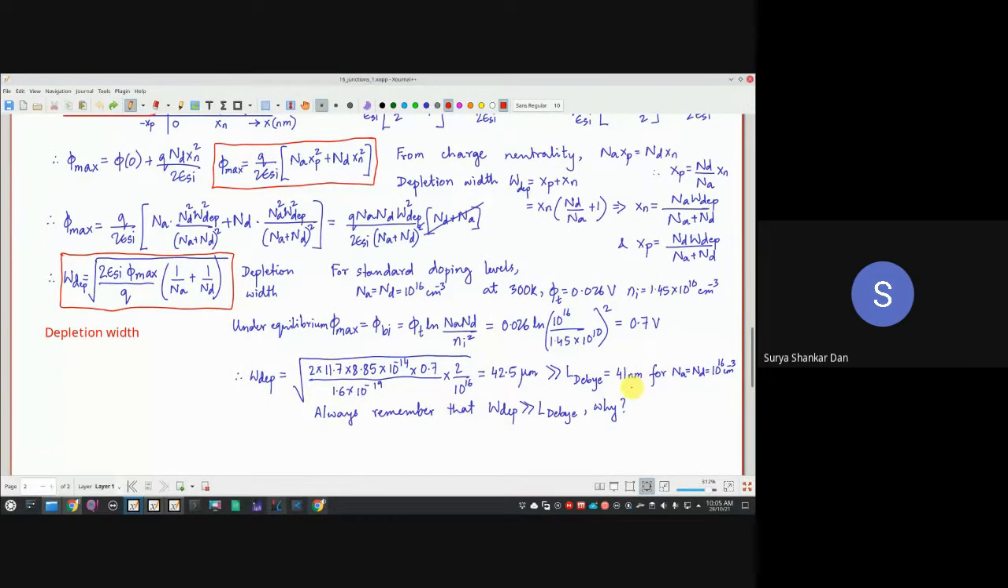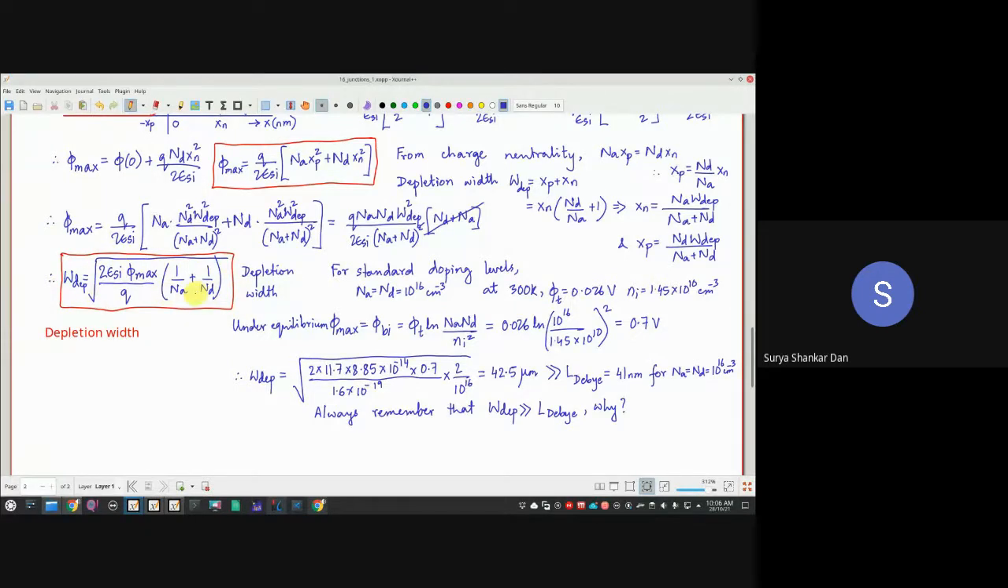But for the same standard doping profile, we calculated that the depletion width is around 42.5 micrometers. You can clearly see it's three orders more, 1,000 times larger than the Debye length for the same kind of doping. In general, always remember that the Debye length should be the least dimension possible in the device. That was the recap of our previous lecture, and in today's lecture we will begin where we ended, with the depletion width concept.